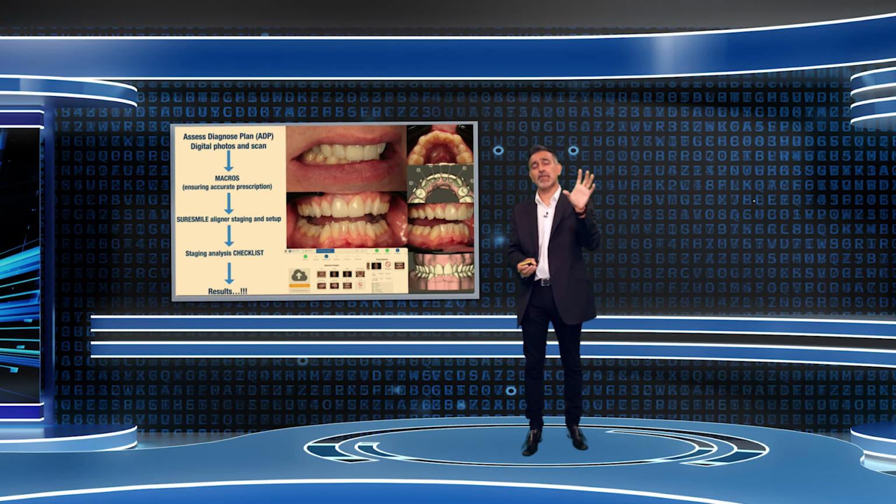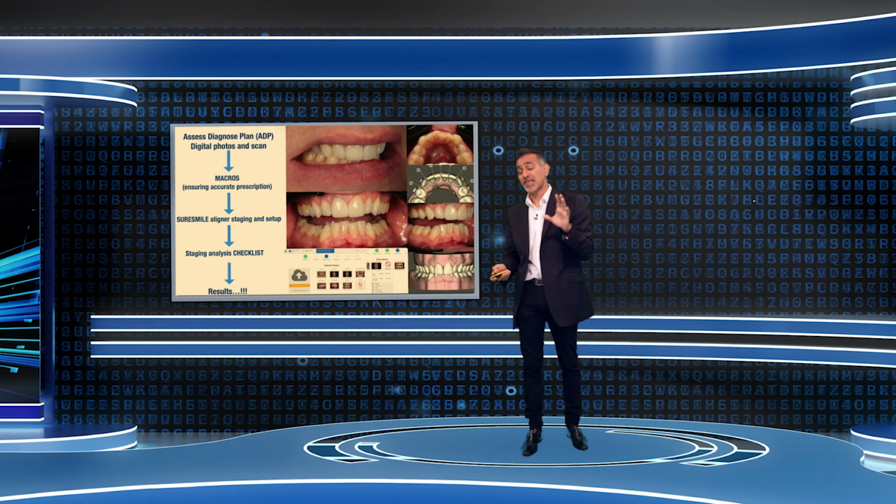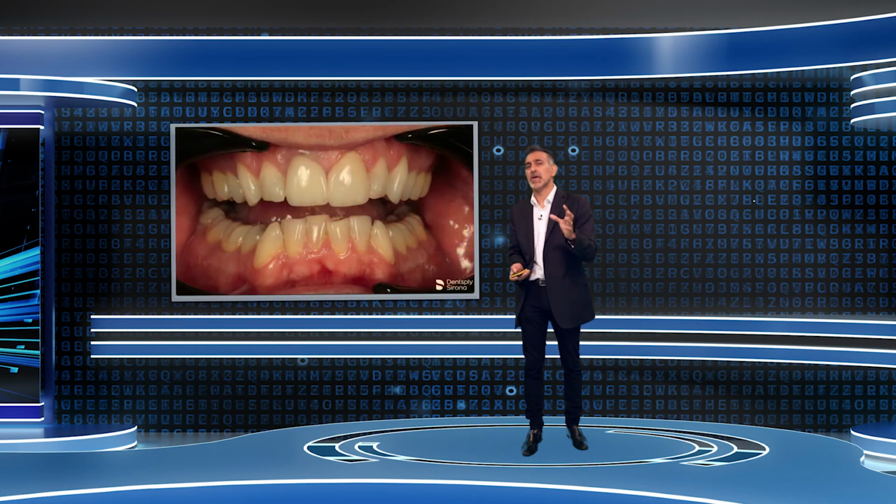I will use the macro system to ensure that I get an accurate prescription, so that I've got the right prompts to be thinking about what I need for that particular case. We'll then get our SureSmile staging and setup back, and then what I will do is go through my staging analysis checklist, as you just saw with what I did with my wife, checking the overjet, overbite, CEJ, envelope of function. I go through that on every single case, and if I do that, I know I'm going to get results. So my staging comes back, I look at it. It's very easy to modify that staging, and SureSmile are extremely quick at coming back to you with the modifications. So that's another big advantage.